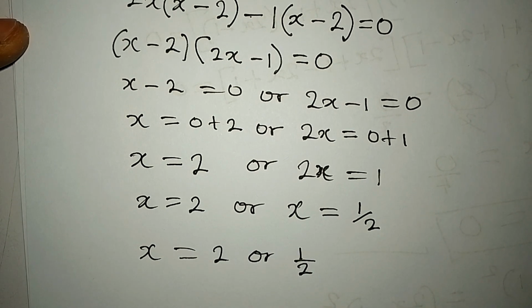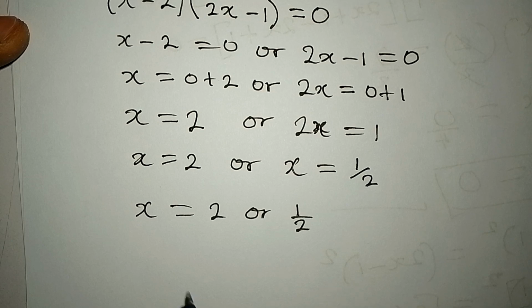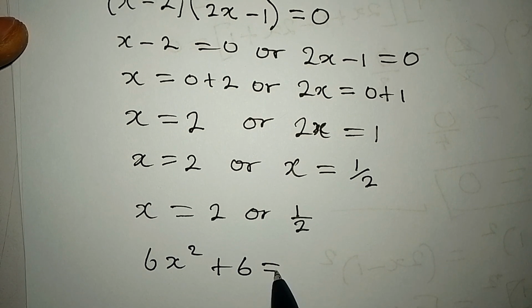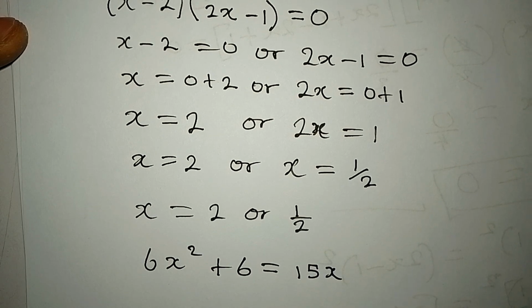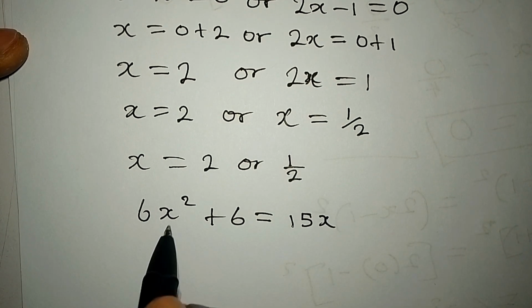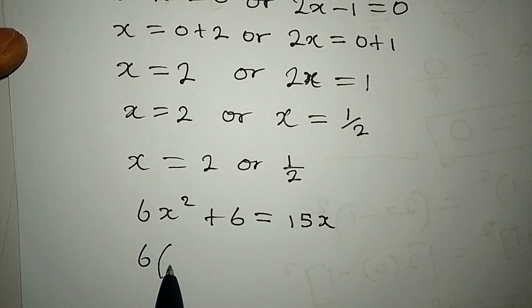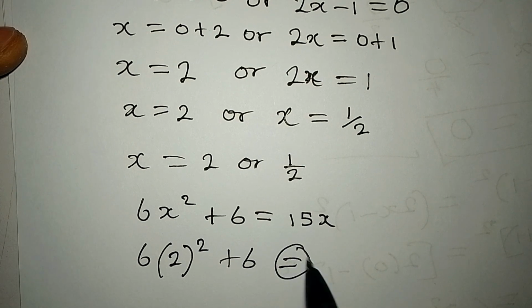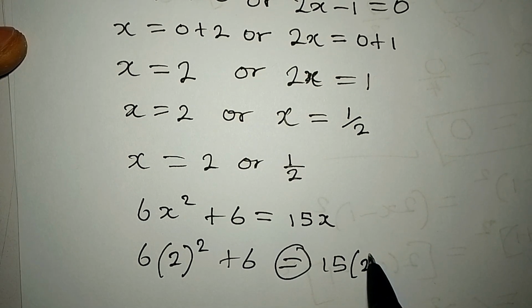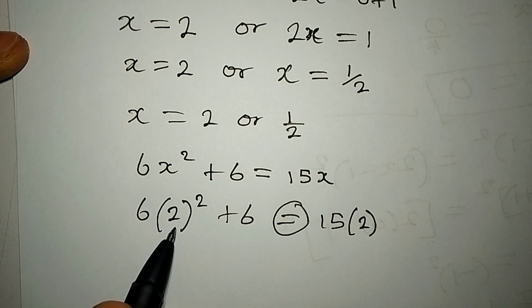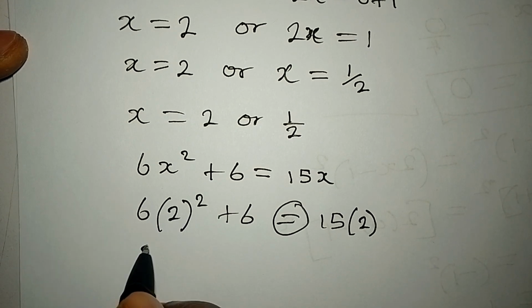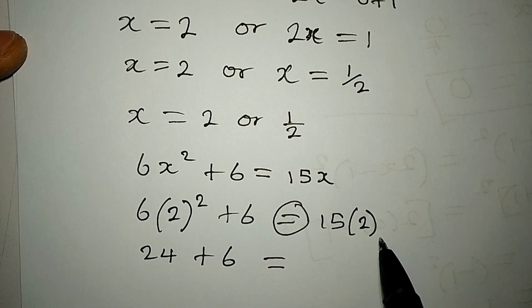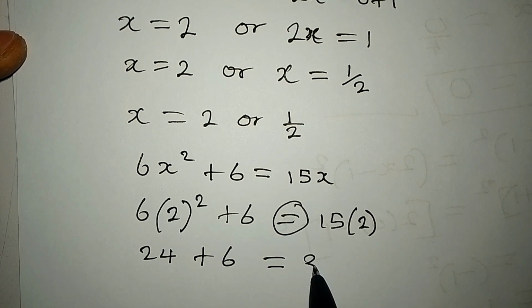Now let's put these two values of x into the equation, which is 6x squared plus 6 being equal to 15x. If I put in 2 as x, then I'll have 6 multiplied by 2 to the power of 2 plus 6. Do you think this will be equal to 15 multiplied by 2? Now let's go. This is 2 squared is 4. 4 times 6 is 24. Then we have plus 6. And then on the other side, we have 15 times 2. 15 times 2 is 30.